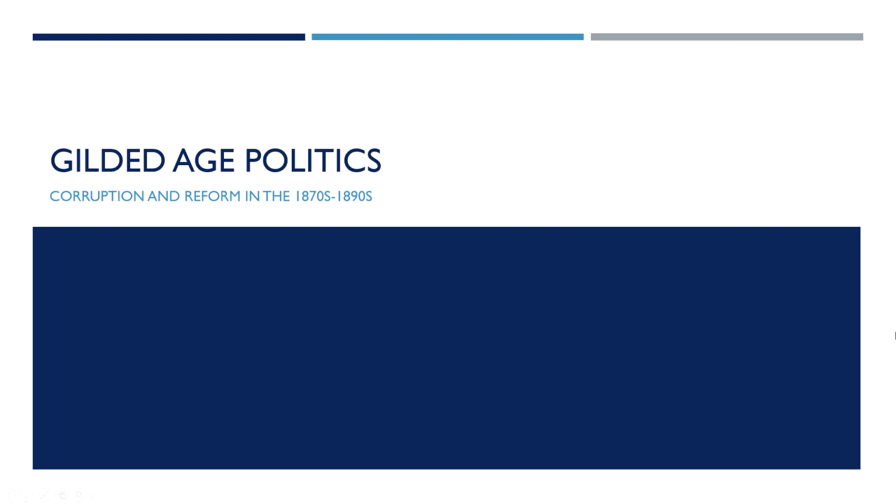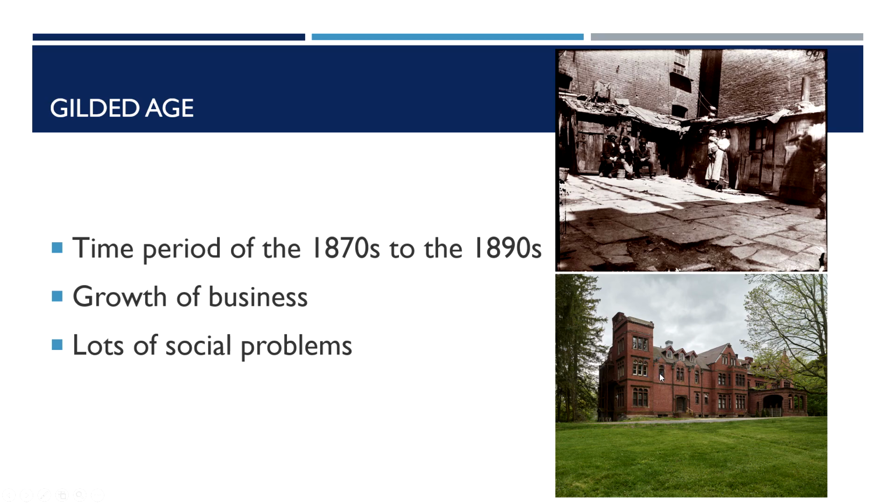Today we're looking at Gilded Age Politics, basically corruption and reform in the United States from the 1870s to the 1890s. Basically what we want to understand is, first of all, what is the Gilded Age? This was a time period of the 1870s to the 1890s, and it's a period that on the one hand is characterized by the growth of business.